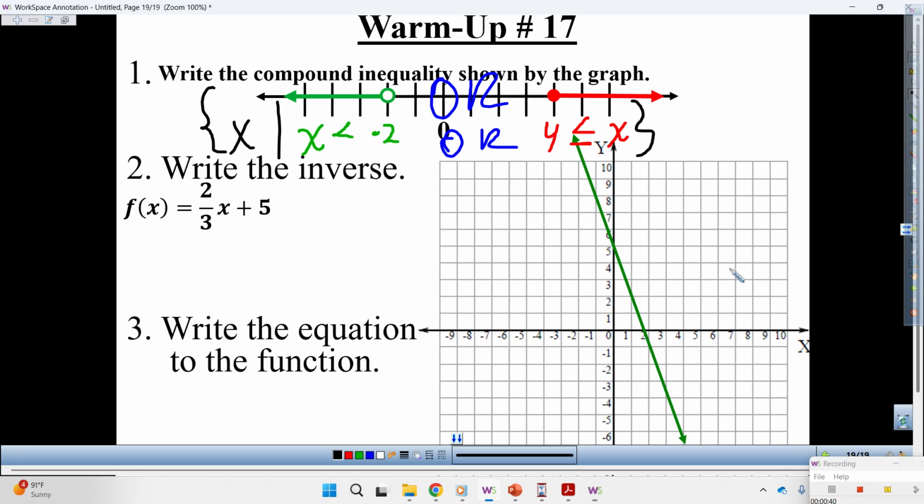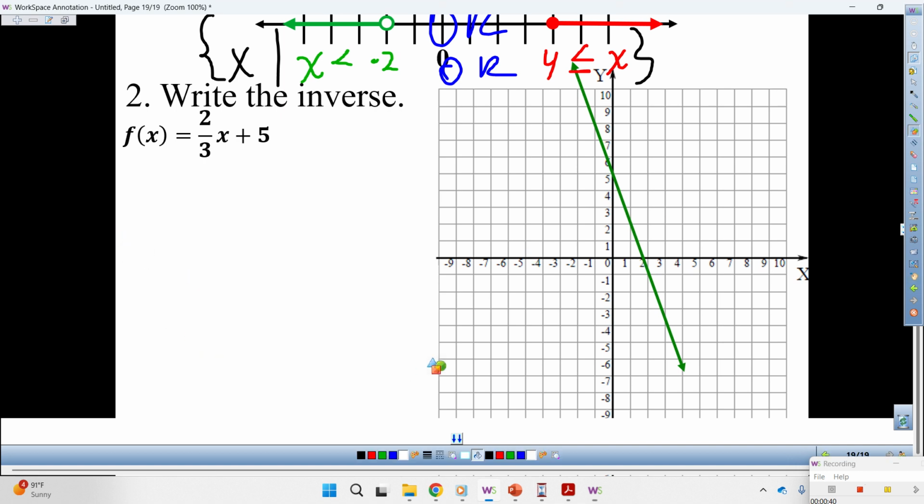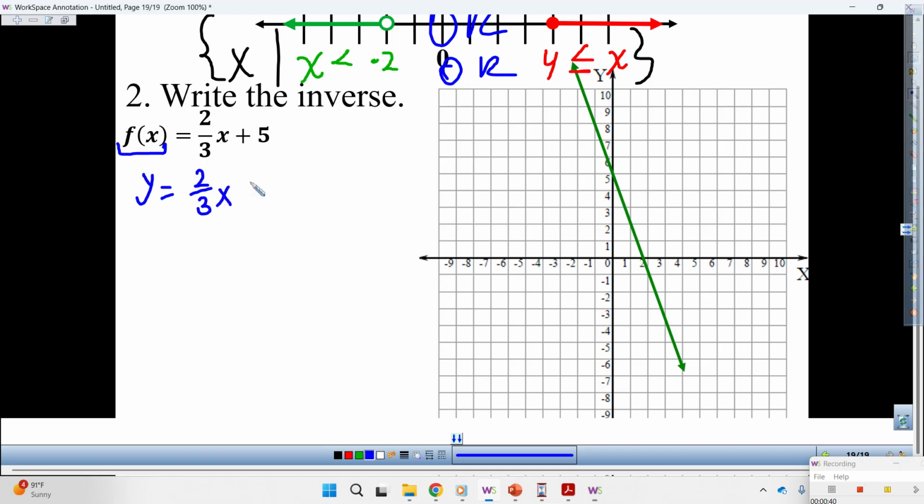Number 2, write the inverse. All right. Here we go. For the inverse, let me make some space here. What is the first thing we do, people? We change f of x to what? Change f of x to y equals 2/3 x plus 5. From there, we need to leave x by itself. So that means I subtract 5, subtract 5. We're left with y minus 5 equals 2/3 x.